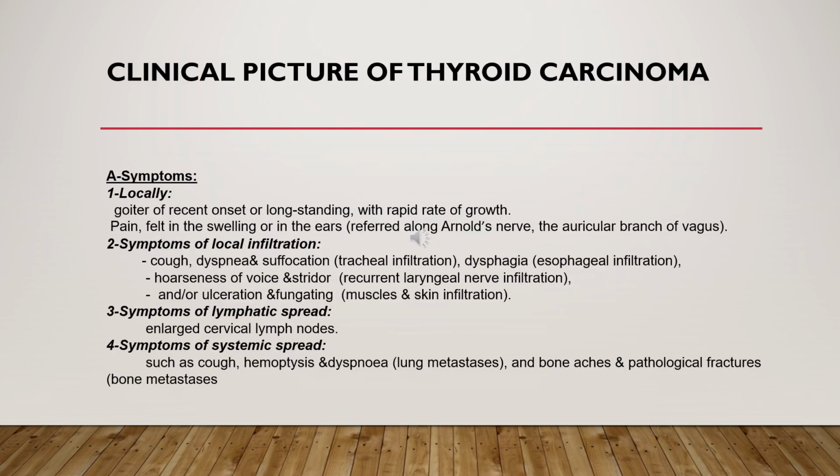Clinical picture of thyroid malignancy. Local symptoms: goiter of recent onset or long-standing with a rapid rate of growth, pain felt in swallowing, around the ear, felt in the swelling or in the ears, referred by Arnold nerve to the auricular branch of the vagus nerve. Symptoms of local infiltration: cough, dyspnea, suffocation. Symptoms of lymphatic spread and symptoms of systemic spread.